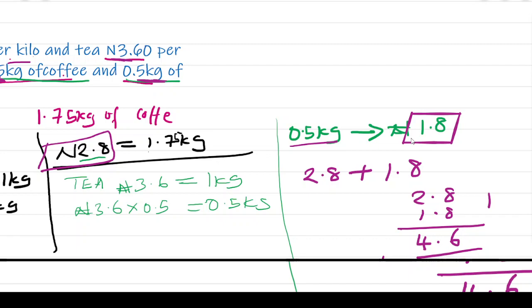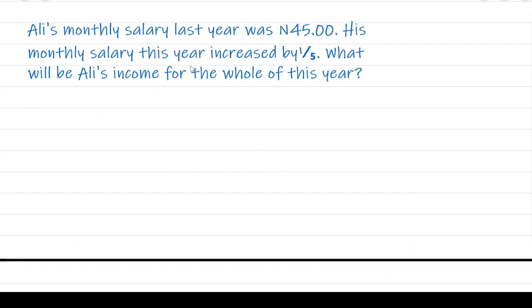Let's see what the next problem has to say. Here we are told that Ali's monthly salary is 45 naira, and then his salary was increased by 1/5. And we are asked what is Ali's monthly income for the whole of this year. Well, his salary was 45 naira, so let's jot that down. So 45 naira, that is his salary, and then it was increased by 1/5.